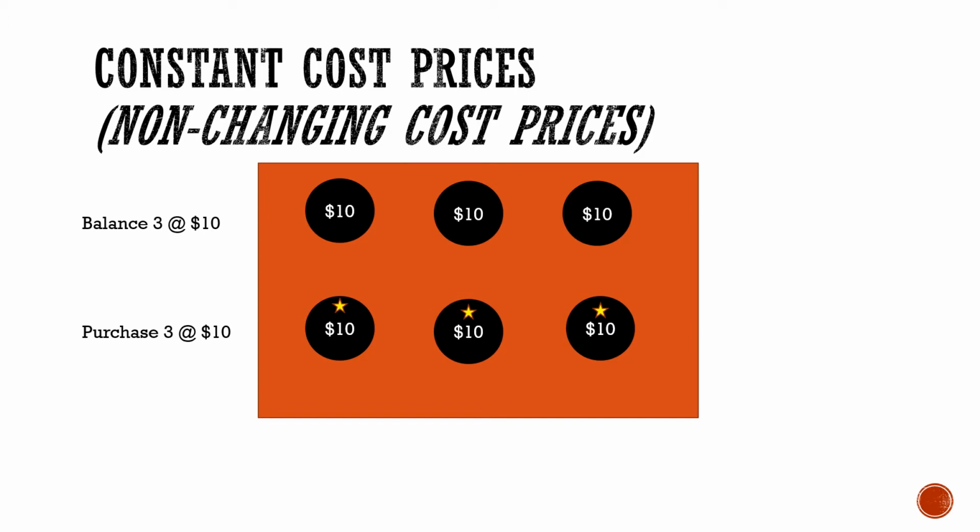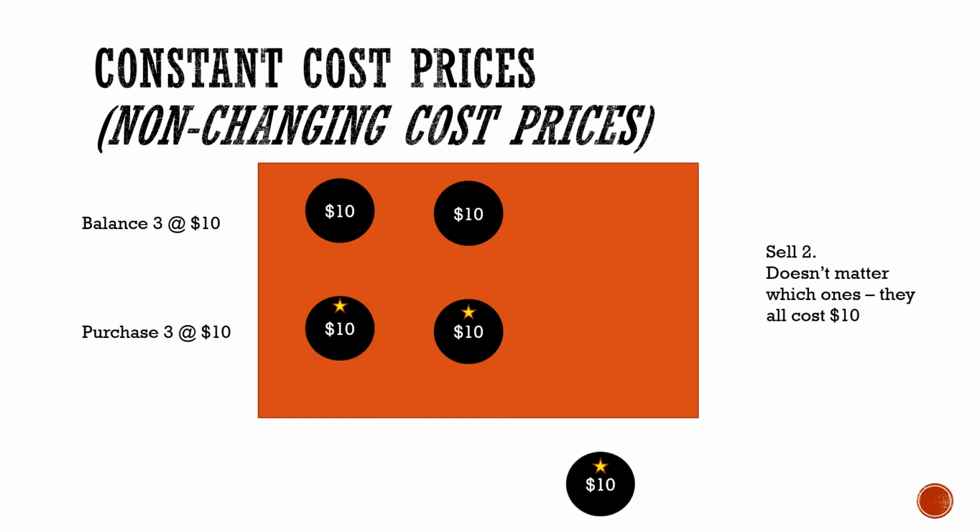Note here that we didn't actually purchase a new type of inventory. We're still purchasing the same type of inventory. It's just that from the first batch to the next batch, the cost prices have not changed and they remain the same at $10. Assuming we sold 2 units of inventory to a customer. Now it doesn't matter which units the customer actually took from us, because they all cost $10 anyway.